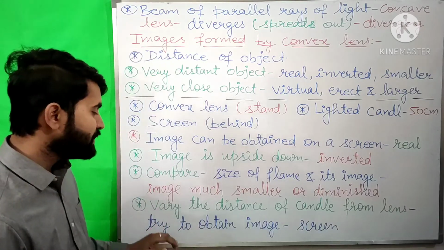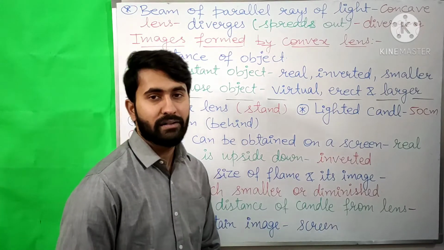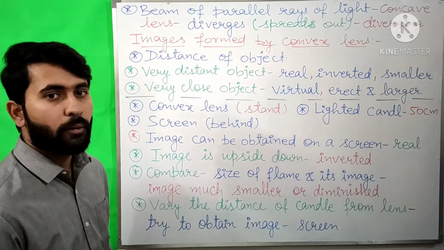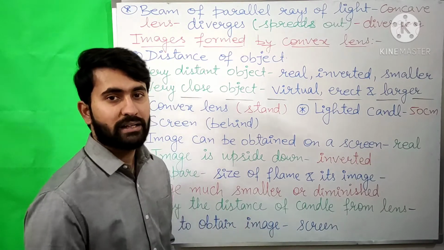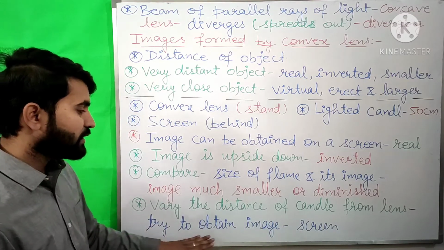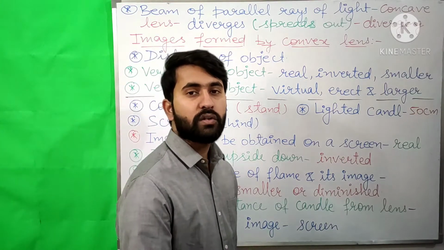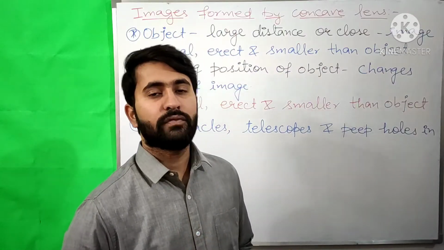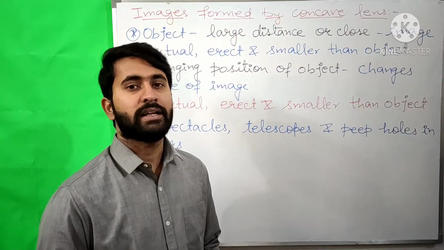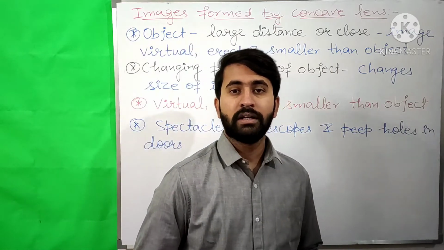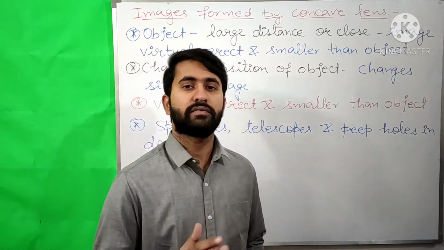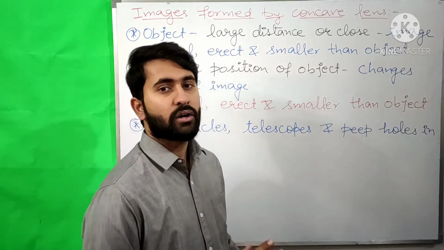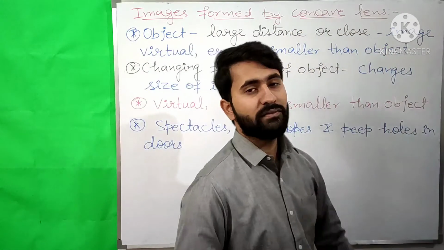Now we will change the distance of the candle flame from the lens and try to obtain the image of the candle flame on the screen by moving it towards or away from the convex lens. In case of a convex lens, the nature of the image formed depends on the distance of the object from the convex lens. But this is not the case with the concave lens.